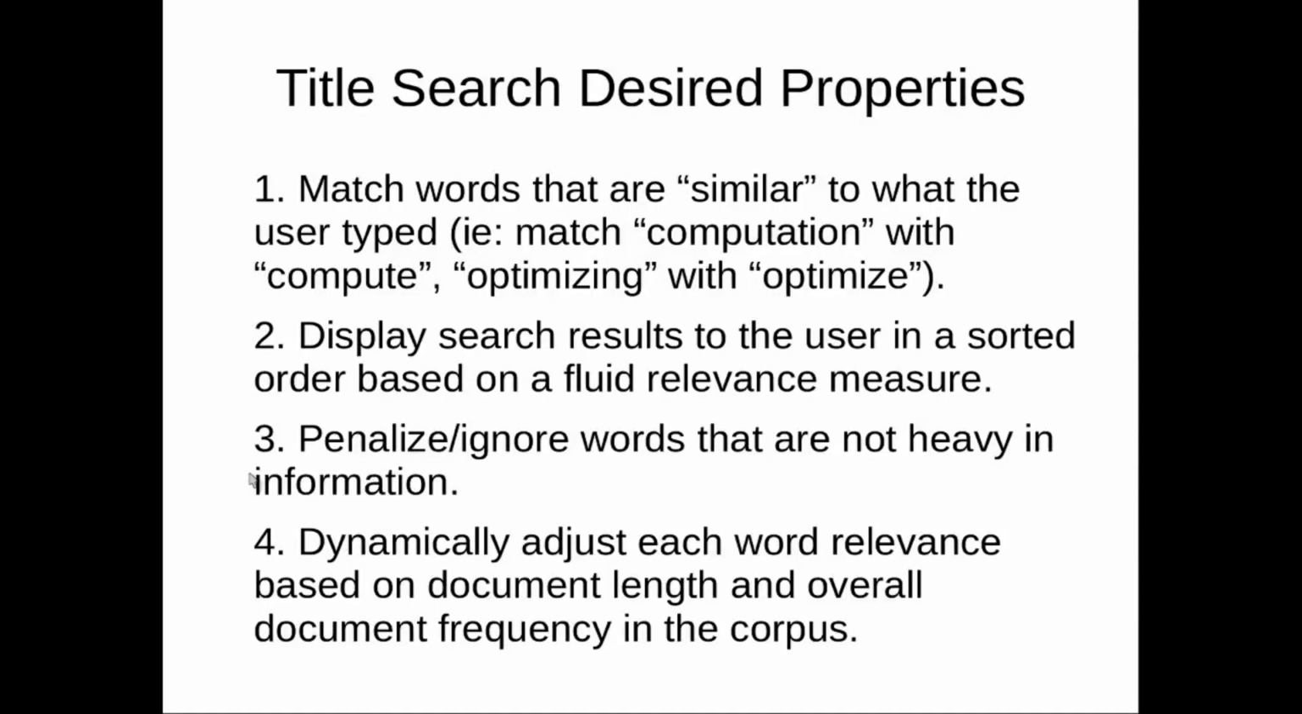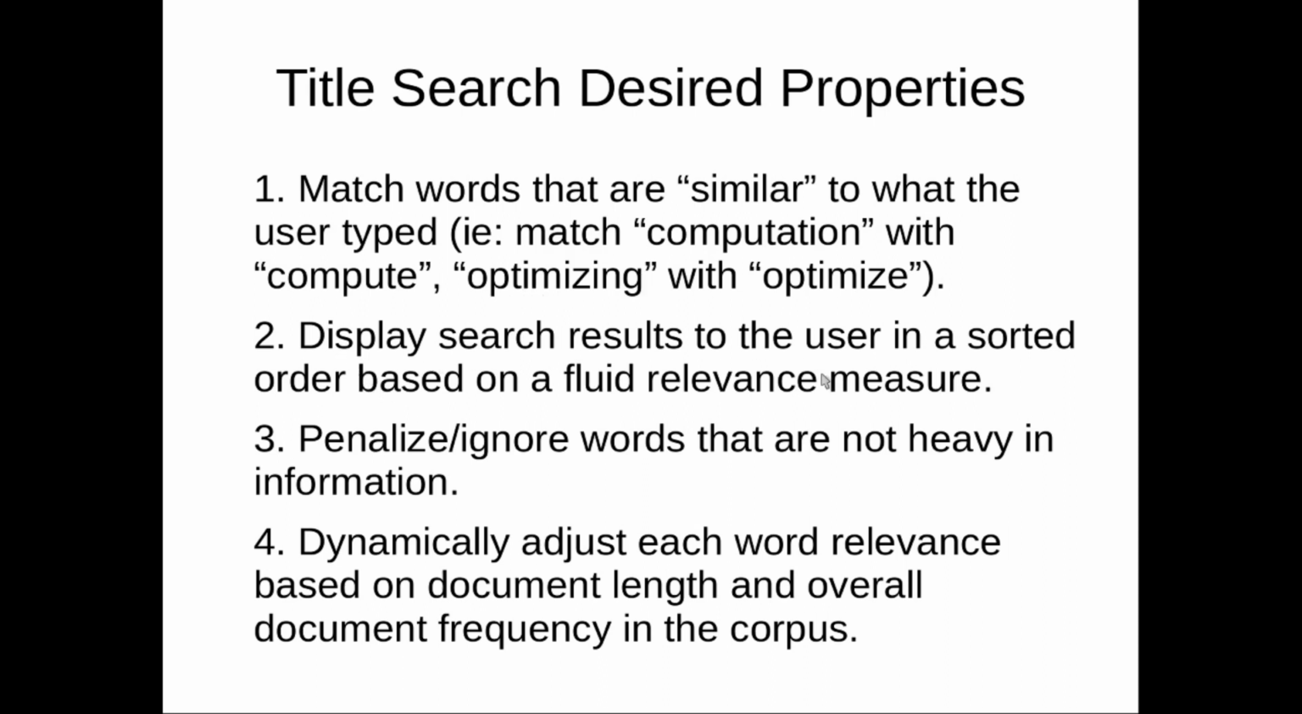Alright, so for an effective search to happen, you should essentially satisfy the following properties. First, you want to match words that are similar to what the user typed, not necessarily identical. So for example, the word compute and computation should probably be matched to the same thing, right? Because they have very similar meaning. Same thing with optimize and optimizing. So essentially you want to standardize the search strings or the search words.